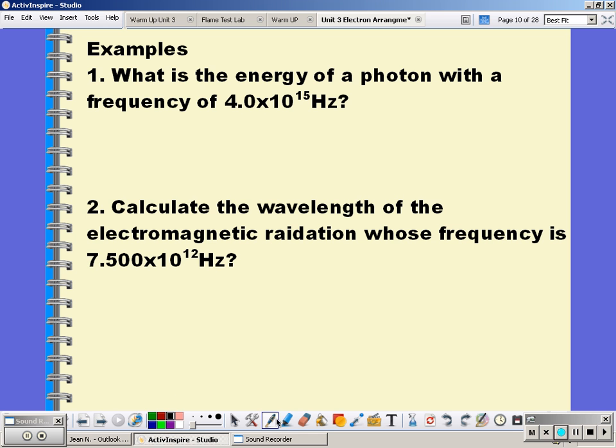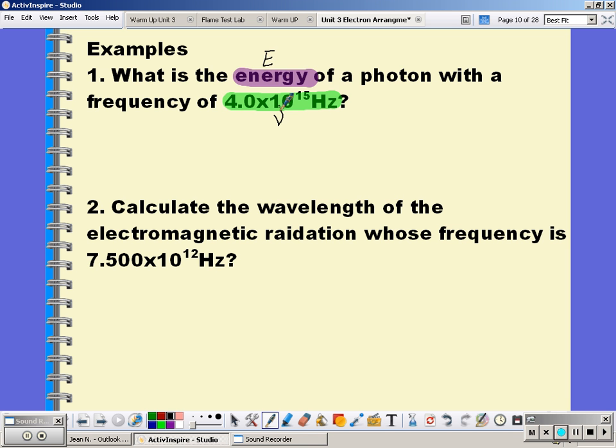So in our first example, we have 4.0 times 10 to the 15th hertz. Hertz is the unit for frequency. This problem also tells me that this number is frequency, and the symbol for frequency is nu. I'm looking for the energy. So I'm looking for energy, which is a capital E.